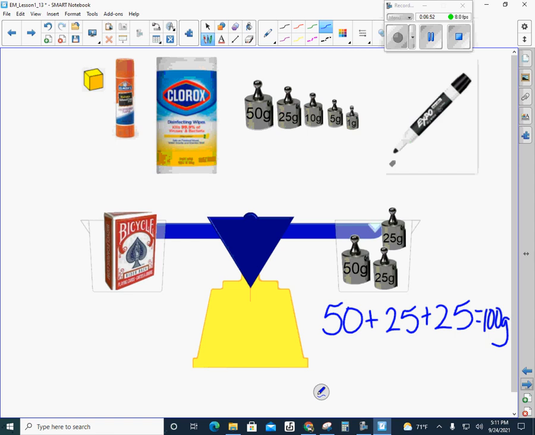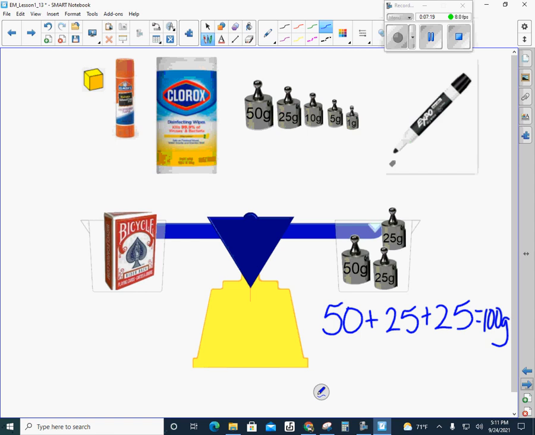Now I can use that deck of cards as a benchmark weight. So maybe I pick up another object, maybe my remote control for my overhead projector, and I pick up my deck of cards. If I know that my deck of cards is about the same as my remote control, then I can say, oh, my remote control weighs about 100 grams.